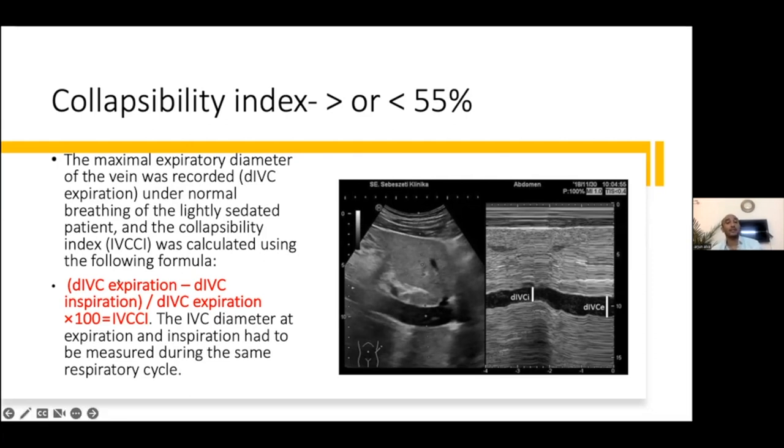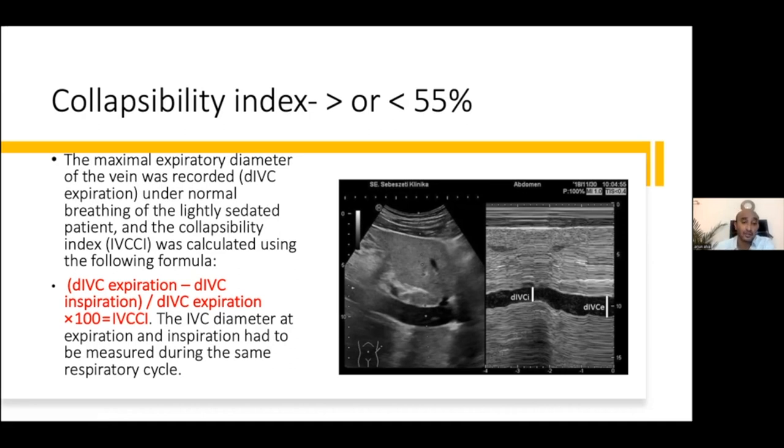Okay, so here it is: IVC diameter during expiration, that is the maximum, D max, minus D min, the inferior vena cava diameter during inspiration, that is the minimum, divided by the D maximum. If that is more than 55%, probably you have a dilated IVC that is not collapsing. If it is less than 55% collapsibility, probably the patient might benefit from some fluids.